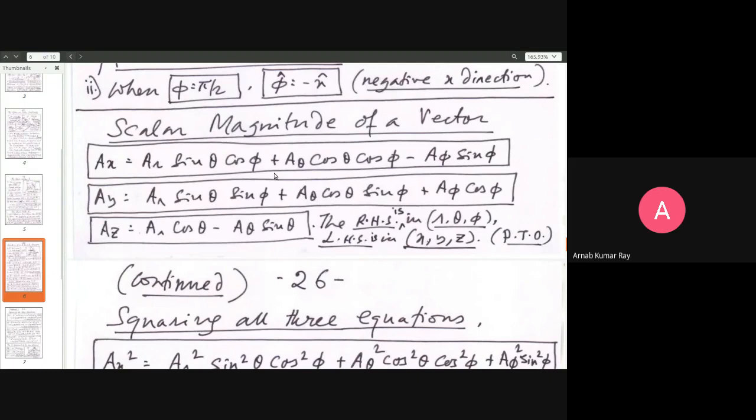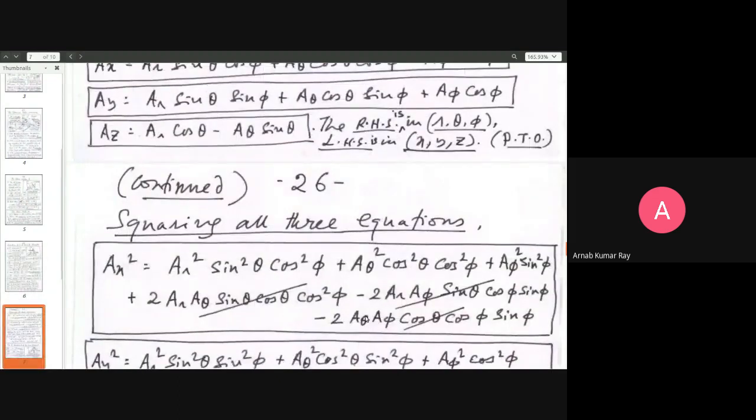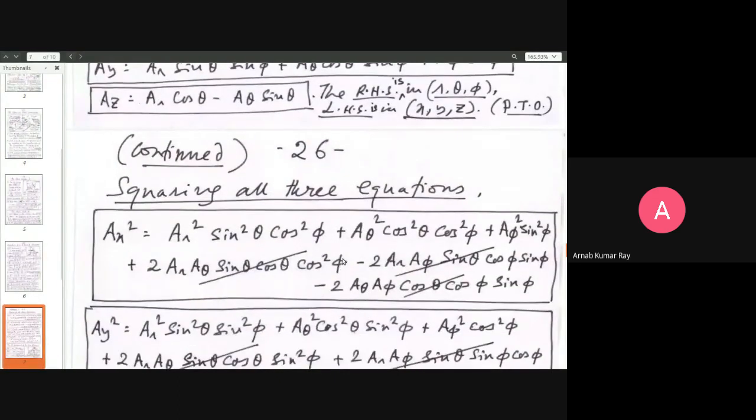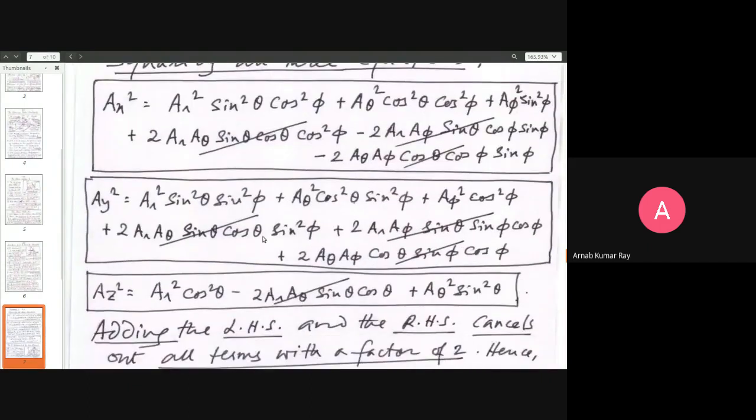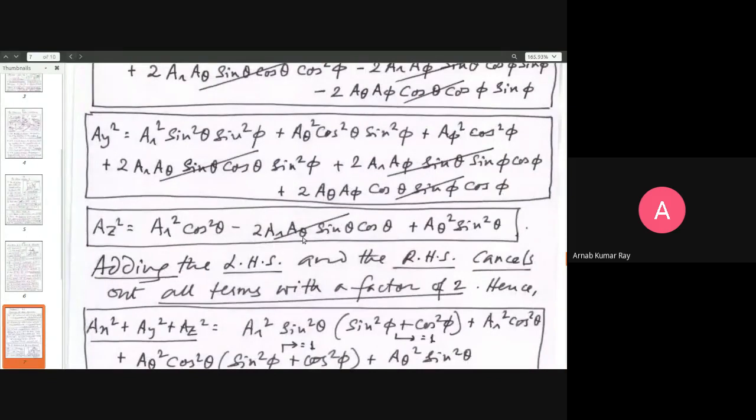Suppose you are given (A + B + C) whole squared. It will be A squared plus B squared plus C squared plus 2AB plus 2BC plus 2CA. So that is what you have. You will have six terms in all: A squared, B squared, C squared, plus 2AB plus 2BC plus 2CA. Similarly for the Y coordinate and the Z coordinate.